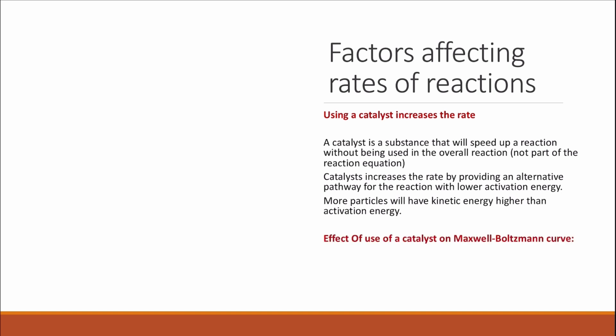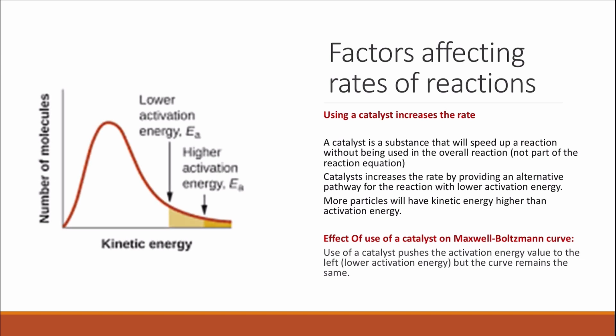So how does the use of a catalyst affect the Maxwell-Boltzmann distribution curve? You can see that when we use a catalyst, the activation energy will be shifted to the left here. So this is the lower activation energy due to the use of the catalyst, and this is the original one without the use of the catalyst. The area under the curve to the right is now bigger, so there will be more particles which are going to have kinetic energy higher than the activation energy, so the reaction rate will increase.